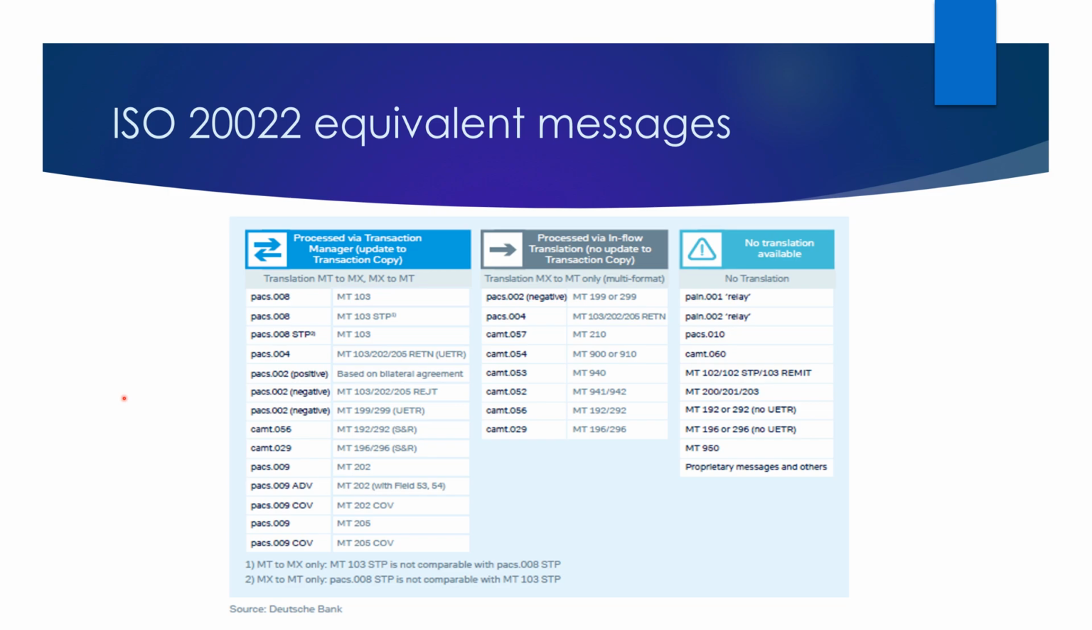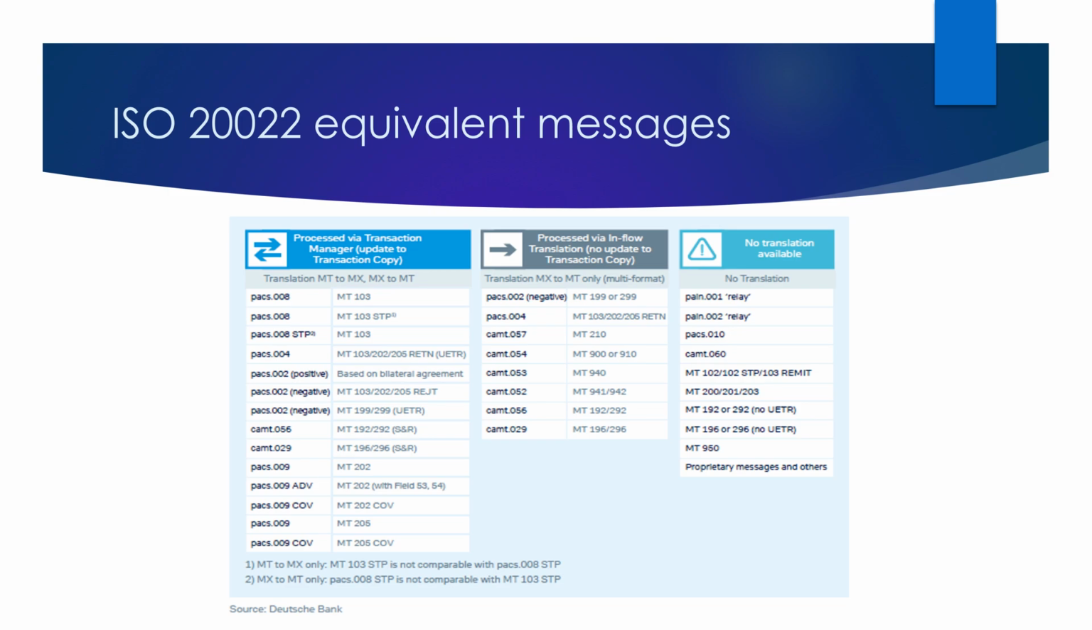We will also go later into a next video where we'll speak about a Pacs.008 STP, but for the purpose of this session, we're just going to speak about the Pacs.008, which, as I've mentioned, is equivalent to the MT103. You would see that some of the other messages on this particular slide, for example the Pacs.009, the CAMT.056, your Pacs.009 COV, we will go through all of this in much more detail going forward.